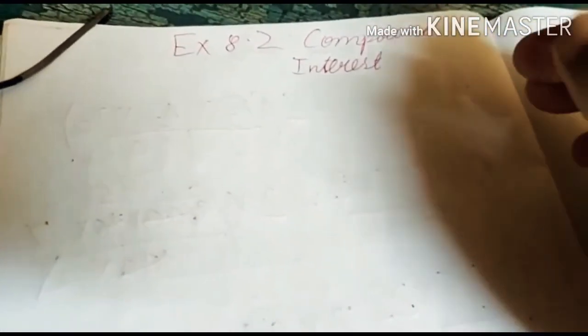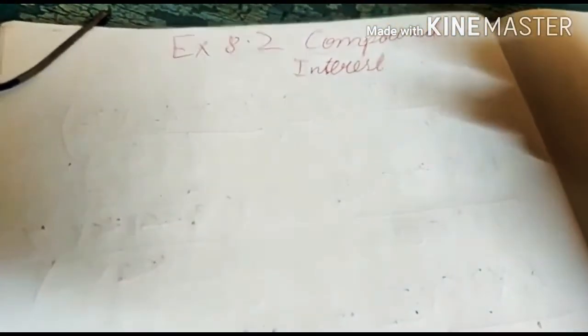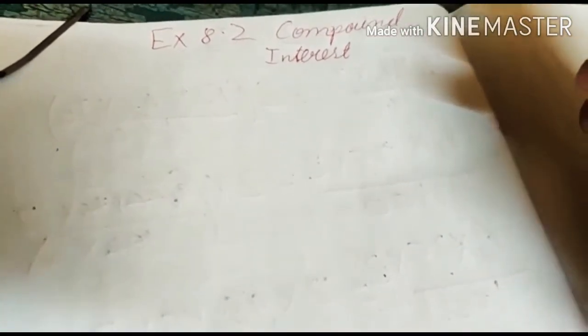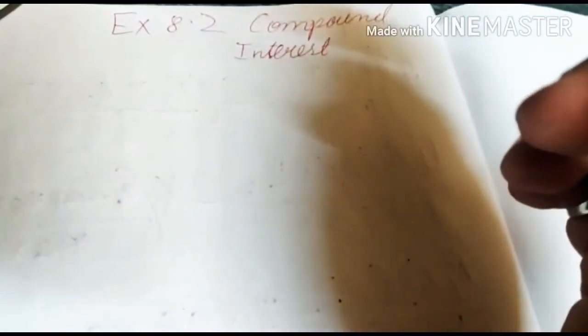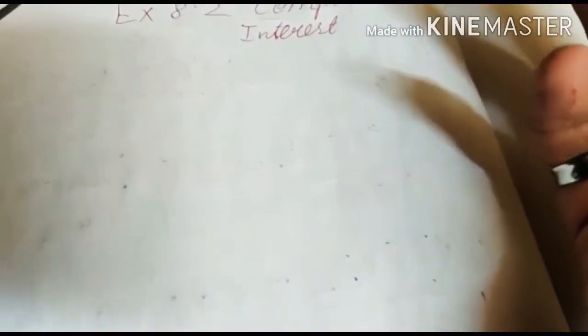Good morning, class. Today I am going to start you on exercise 8.2. It is based on compound interest. In the last exercise we went through simple interest. It was based on calculating interest altogether. We calculated interest altogether.